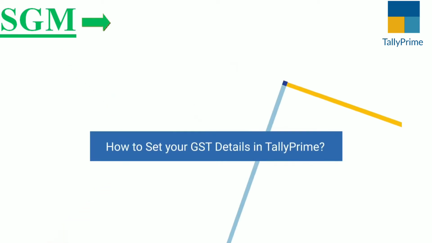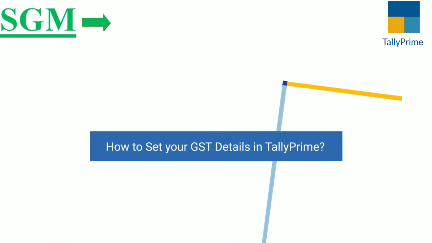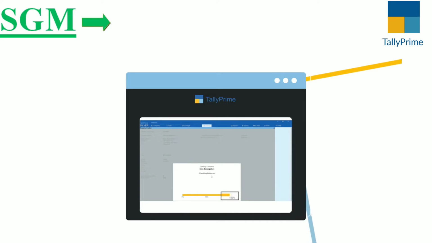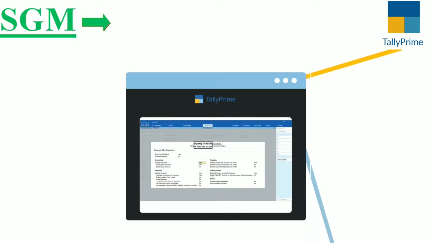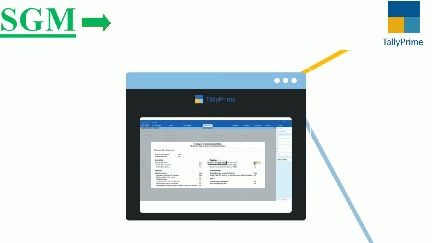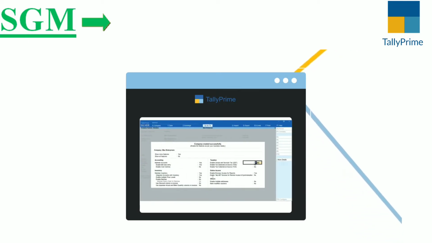In this session, you will learn how to set your GST details in Tally Prime. In Tally Prime, as soon as the company is created by you, the GST feature gets enabled by default and allows you to set the GST details in the features page. In case you miss to set the details, there are multiple ways in which you can do it.